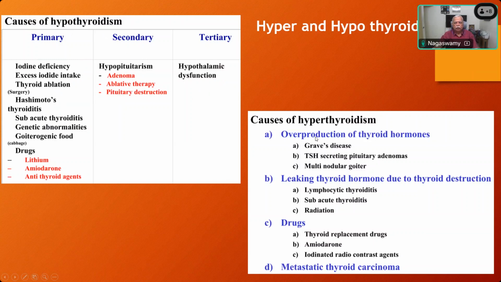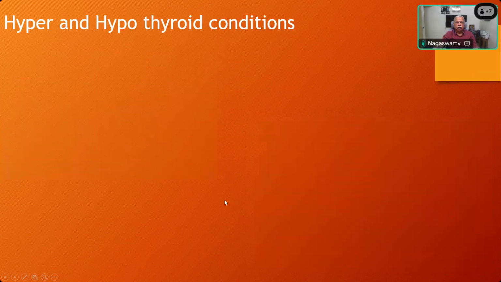And hyperthyroidism, the causes usually are overproduction of thyroid hormones, as happens in Graves' disease or pituitary adenoma, multinodular goiter, leaking thyroid hormones, drugs like thyroid replacement drug, thyroxine itself. Amiodarone, this is one peculiar thing, amiodarone can cause both hypo and hyperactivity, whichever way it can manifest. And iodinated radio contrast agents and metastatic thyroid carcinoma, all these things produce hyper conditions.